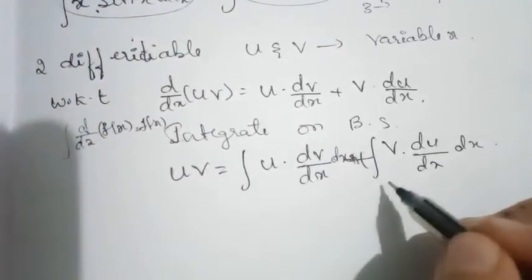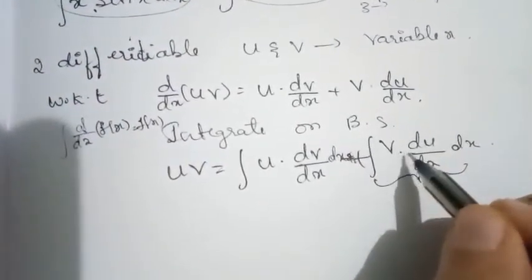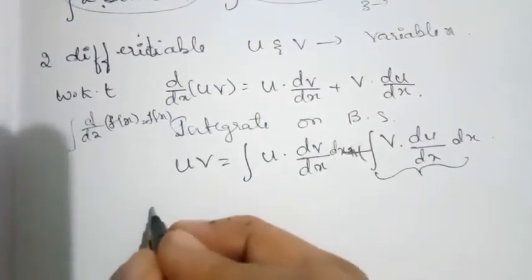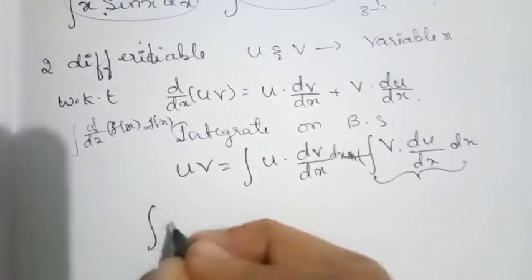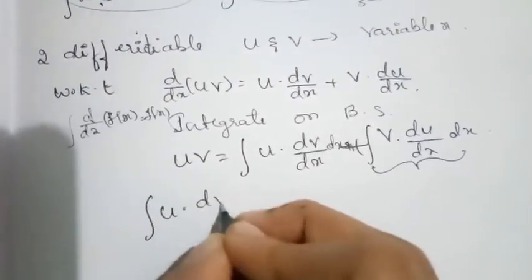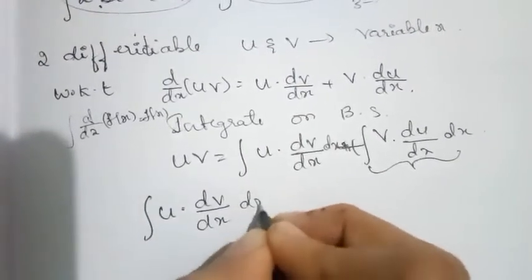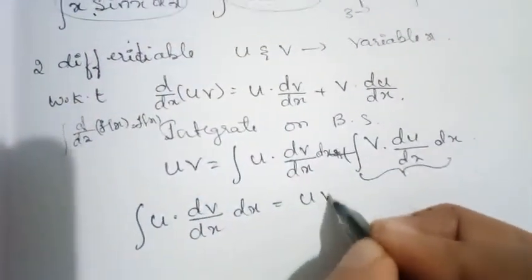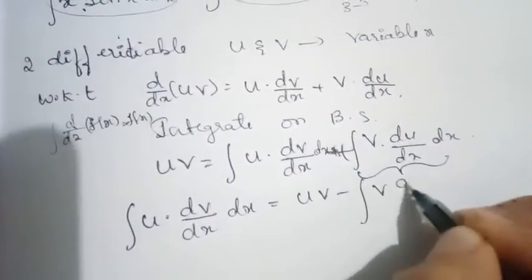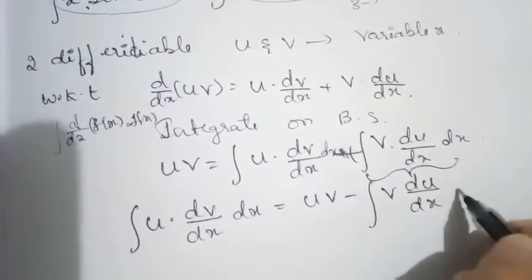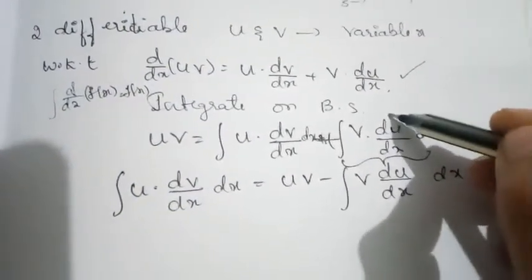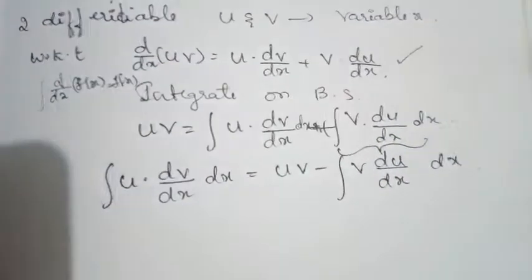Now I am moving the integration of v into du by dx to the left hand side. So what I get is integration of u into dv by dx into dx is equal to uv minus integration of v into du by dx into dx. So we got this. We started with the product rule, then integrated on both sides, and got this.